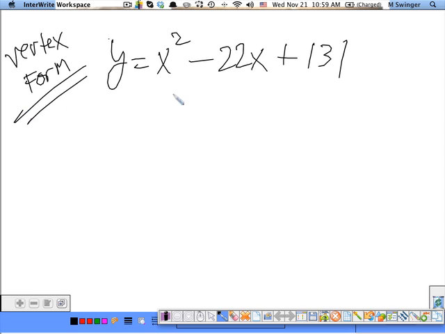Alright. First thing, I would split these. I would put a space here just to give me some space to work with. Minus 22x, space, plus 131. Didn't move 131, just moved it out of the way. What is the c here?